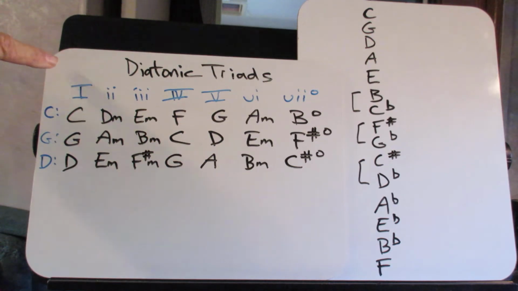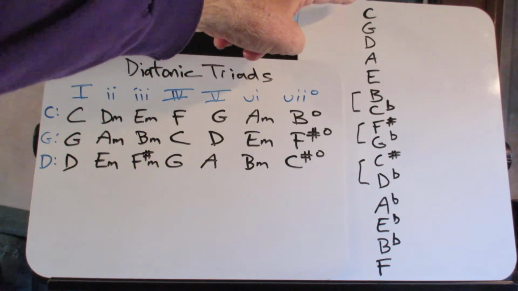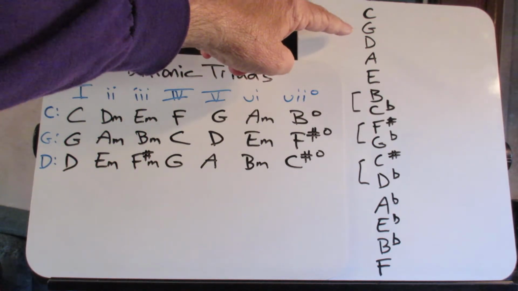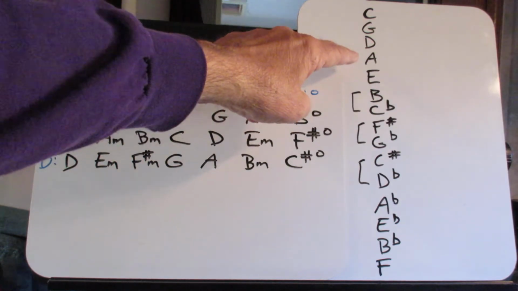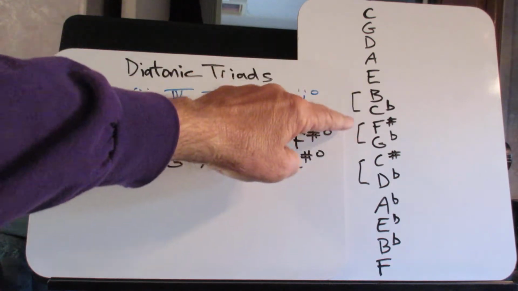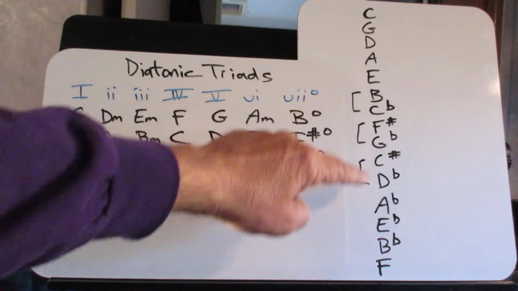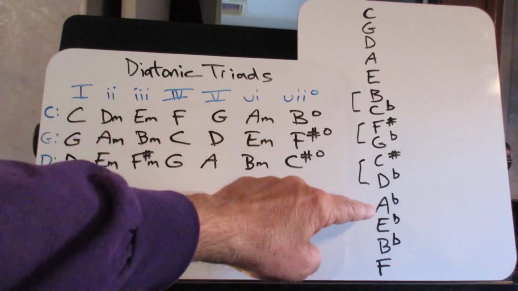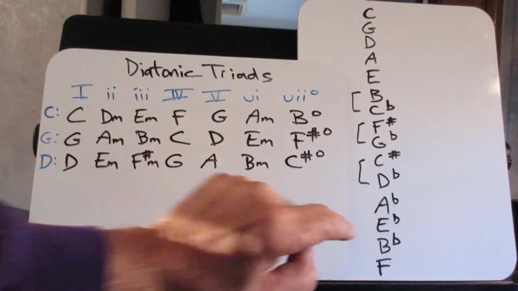Over here I have started out a series of lists of diatonic triads of major keys, beginning with C, and then G, and then D. What I'm going to ask you to do is to continue that. I've done the first three. I'm going to ask you to do A, E, and then B and C flat. These are the enharmonics. F sharp and G flat, also enharmonic. C sharp and D flat. Do A flat, E flat, B flat, and F.